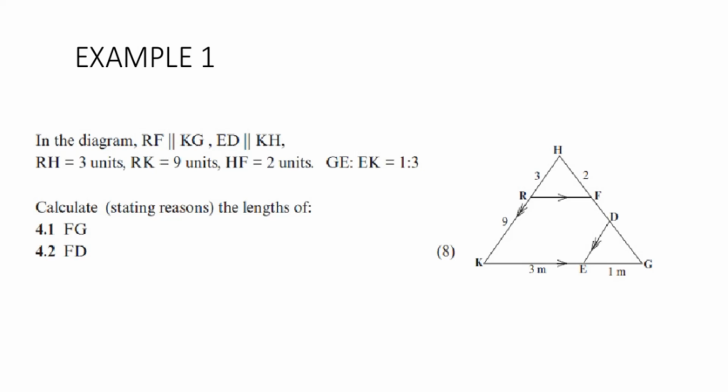So in the diagram, we're told that RF is parallel to KG, and we are also told that ED is parallel to KH. We are told that RH is equal to 3 units. We are told that RK is equal to 9 units. We are told that HF is equal to 2 units, and we are told that the ratio of GE to EK is 1 to 3. So GE is 1 unit, and EK is 3 units. And we need to calculate, stating reasons, the length of FG and also the length of FD.